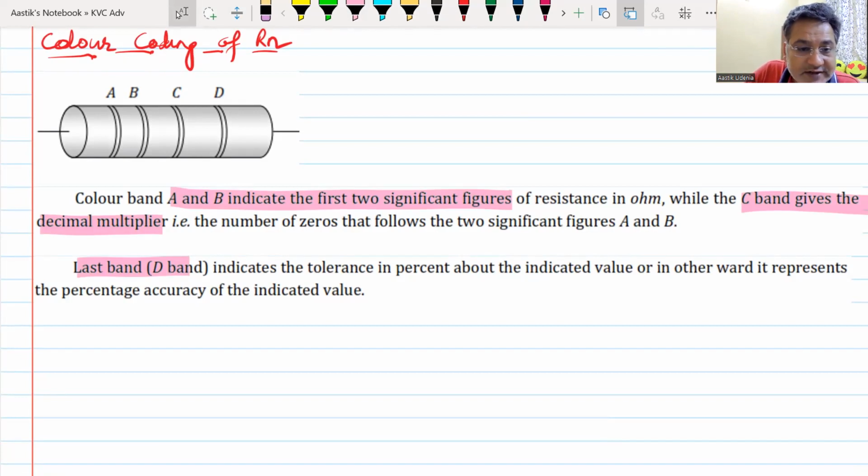If it is gold, then it is 5%. If it is silver, then it is 10%. If it is no color, then it is 20%. Tolerance means the error. Do we understand this? Yes, sir.